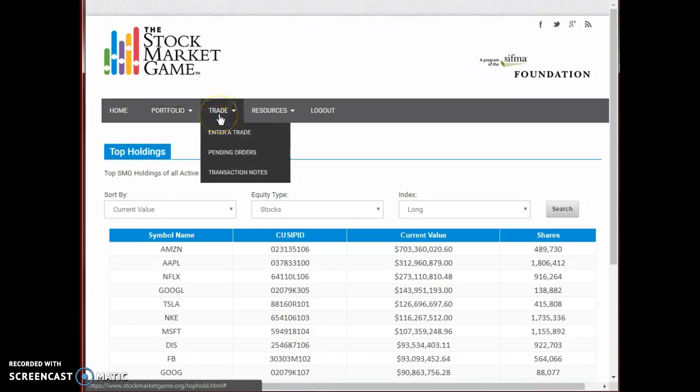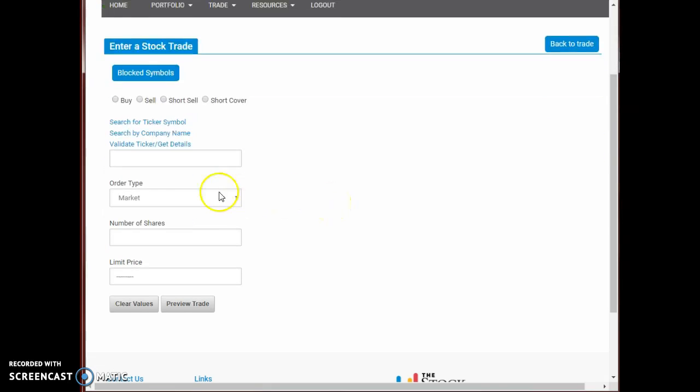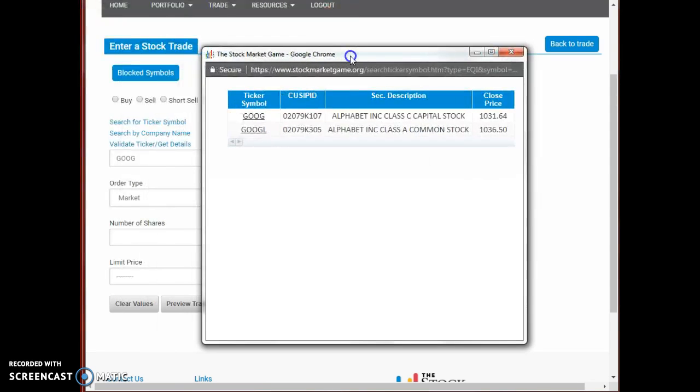So under Trade, I'm going to select Enter a Trade. I'm going to go with Stock Trade just for now. You can do any of the types though. I want to buy Google. So I think the ticker symbol is Goog, but I'm going to check. I'm going to search for ticker symbol. And when I do that, I can see that there are both Goog and Google.